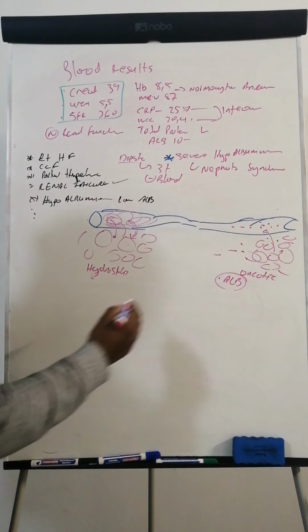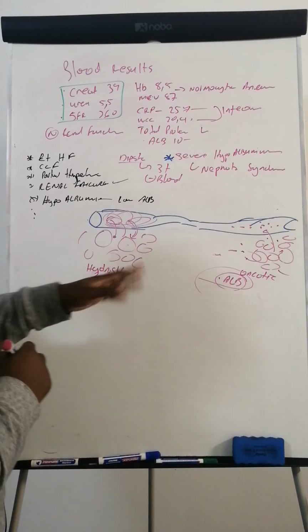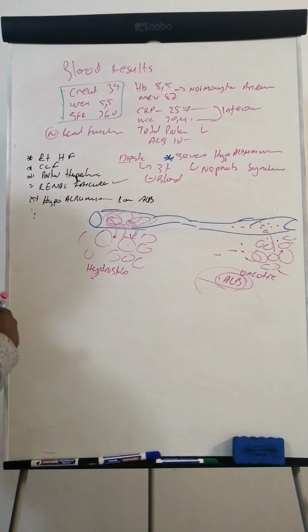So in this patient, she had a low albumin. So this is her problem. This is the problem that she had. It wasn't one of these, but this is her main problem.